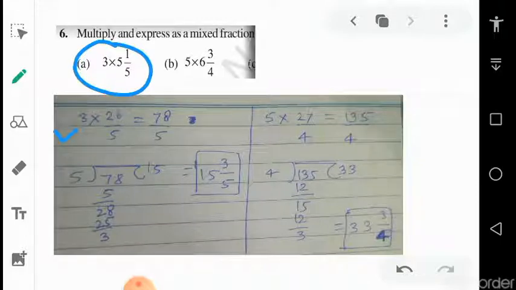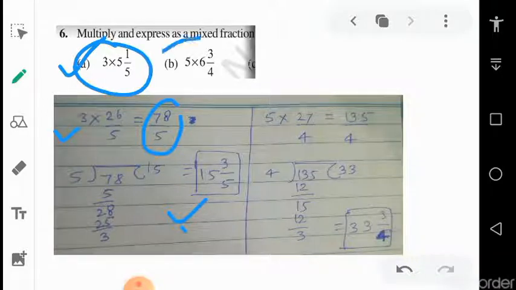So this is 26 upon 5 multiplied by 3, which means the 3 is multiplied by the numerator. So it becomes 78 upon 5 and we have to do the division. So 78 is divided by 5, we get 15 and 3 upon 5. This means the value given in the question, 3 multiplied by 5 and 1 upon 5, in the form of a mixed fraction is equal to 15 and 3 upon 5.